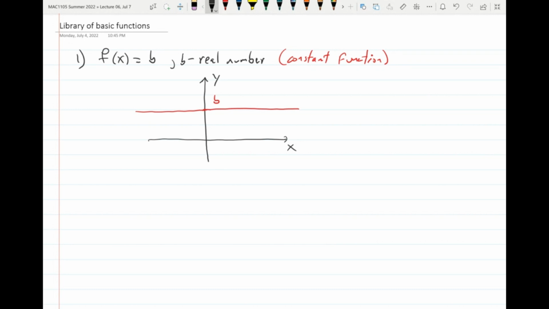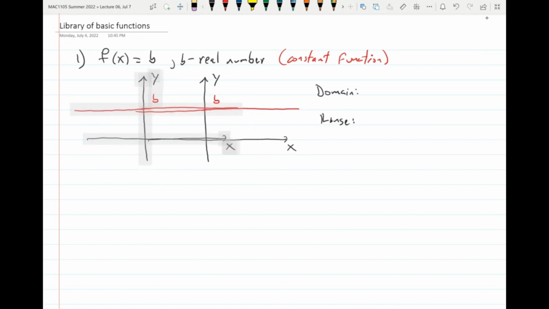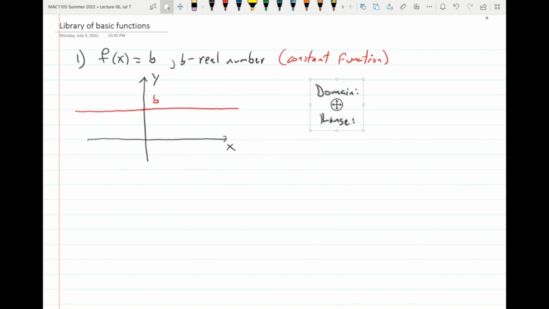So next, let's do this. For each of these functions, let's write down the domain and range. So let's see, what's the domain? What's the range? Let's say everything we can: domain, range, and maybe symmetry. Let's give myself more space. So let's find domain, range, and symmetry for each of these functions.